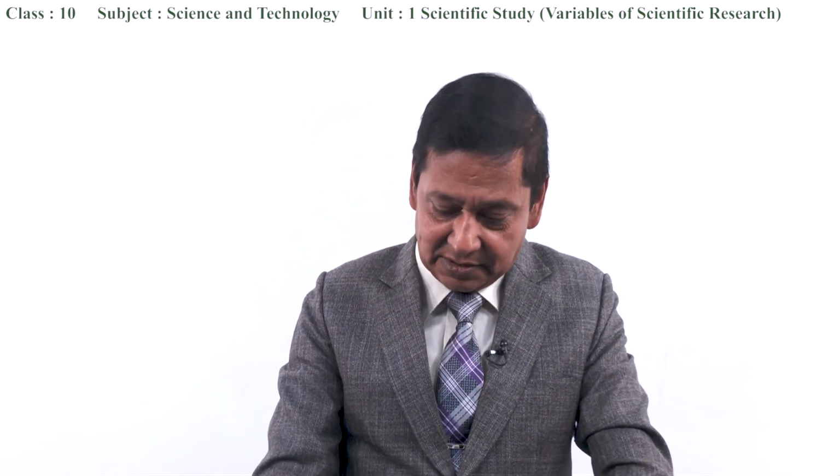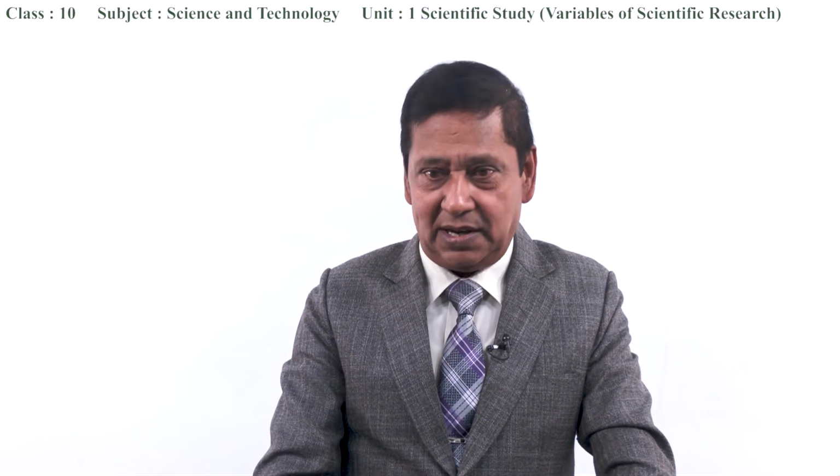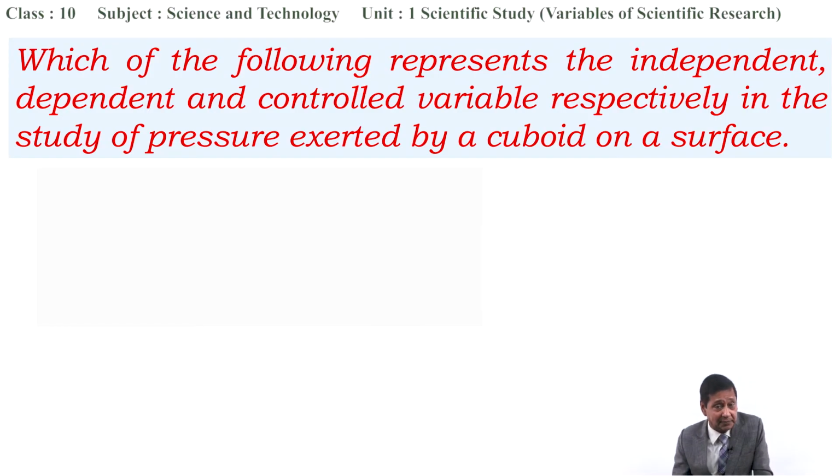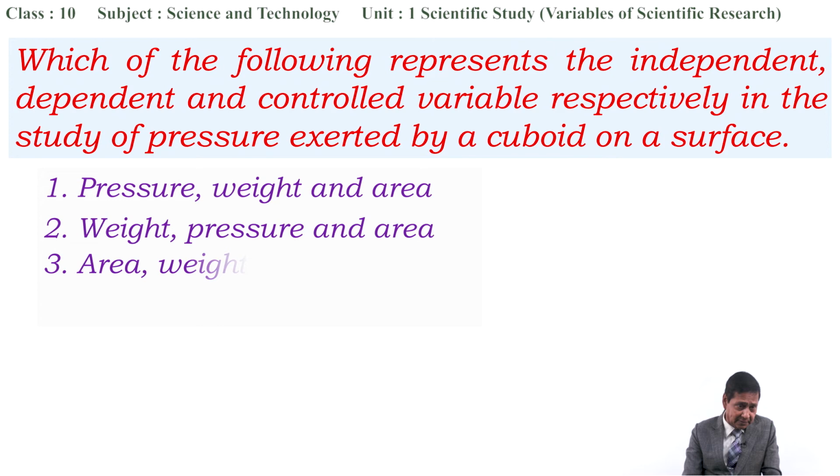Okay, after all this, now it's time for a question. I think you understood all this about independent and dependent variables. Whether your understanding is good or not, I want to verify with this question. Which of the following represents the independent, dependent and controlled variable respectively in the study of pressure exerted by a cuboid on a surface? Now options are given here.